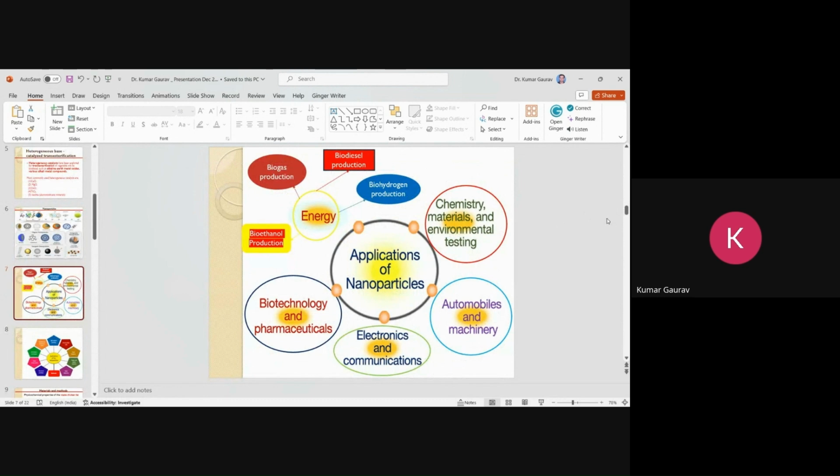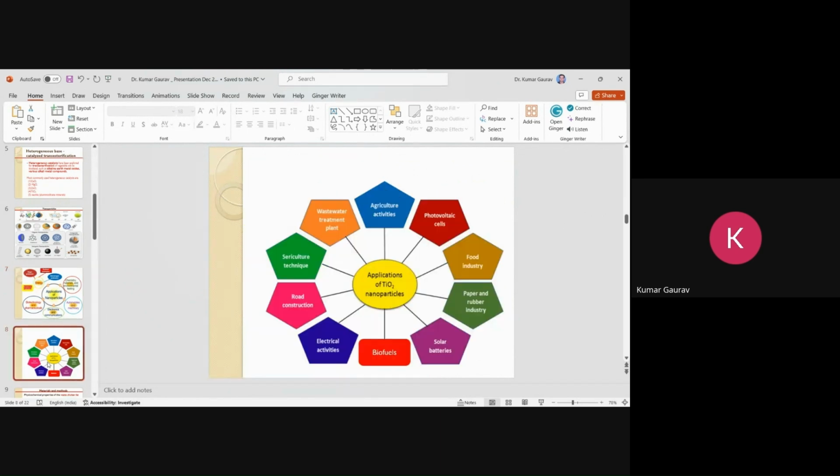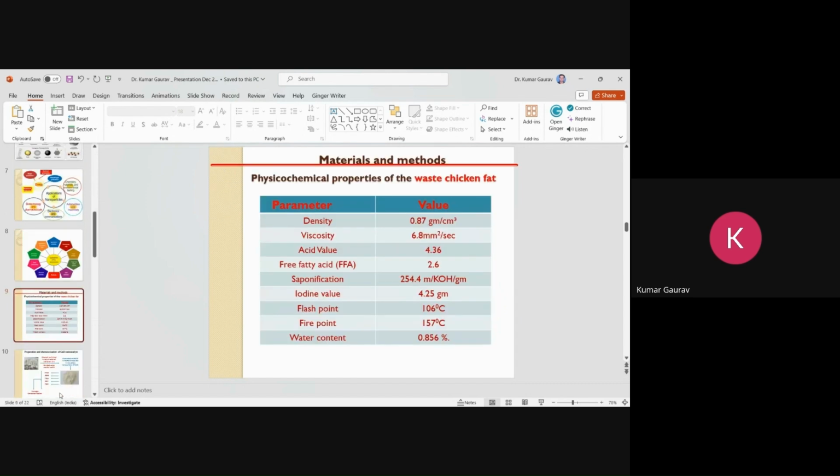They can be used in chemistry, environmental testing, automobile, electronics, pharmaceuticals, and biotechnology. In renewable energy, we can use different types of nano catalysts in biodiesel production, biogas production, biohydrogen production, and bioethanol production. Here, we have synthesized two types of heterogeneous catalyst, calcium oxide and titanium oxide. Titanium oxide can be used in wastewater treatment, road construction, biofuels, and solar batteries. Here, we have chosen the application of titanium oxide in biodiesel production.